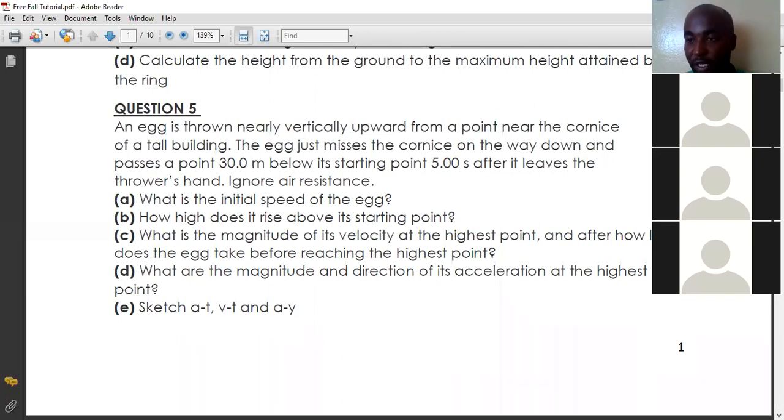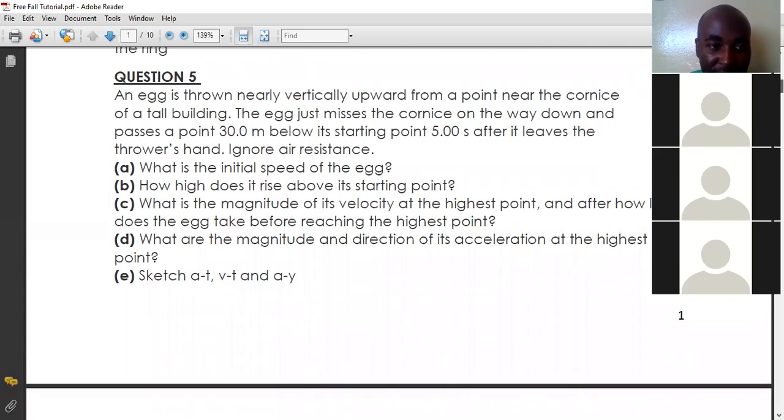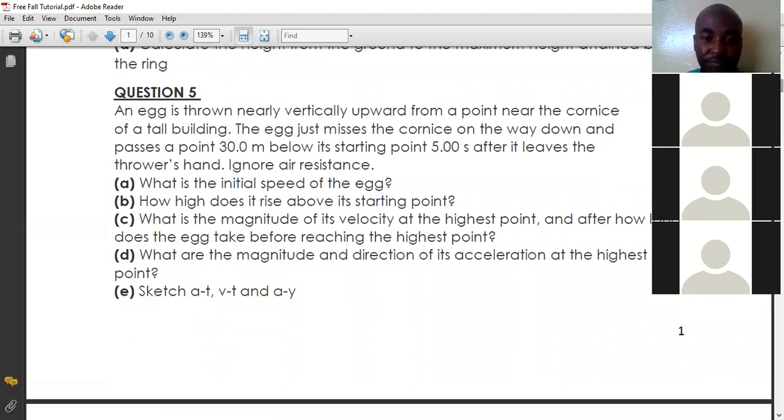So now guys, the acceleration-time graph. D: acceleration is always 9.8, regardless of whether it's at the highest point, just before you throw, just after you throw, or just before it hits the ground. The acceleration is always constant.